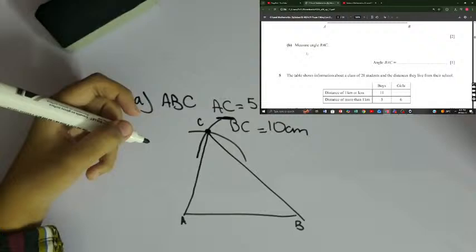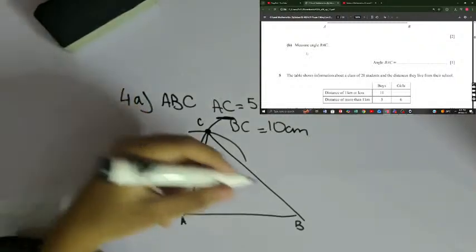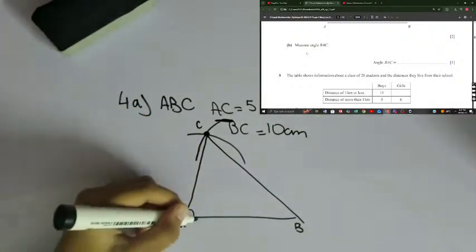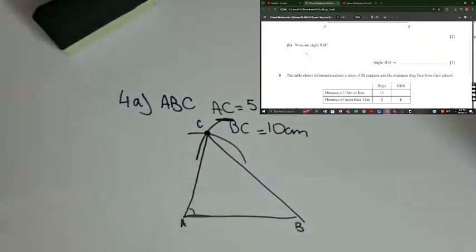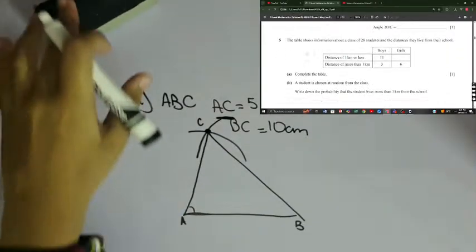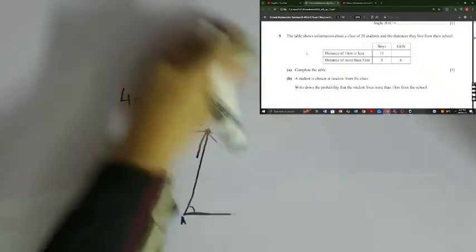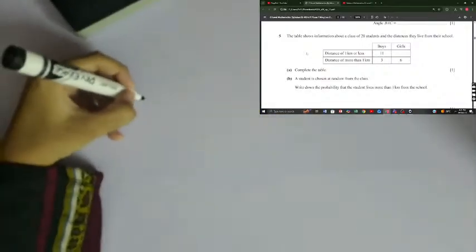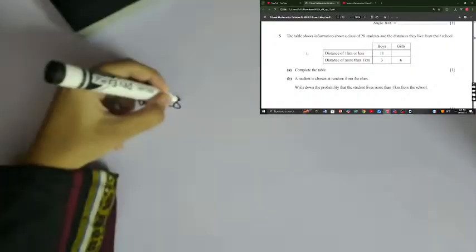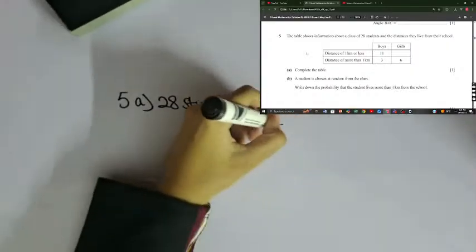The next question, they asked us to measure BAC, so that is quite simple. We need to measure this angle, so we'll put our protractor over here and measure that angle as so. The next question we have is that they've given us a certain table of data for boys and girls. They've given us data for 28 students.